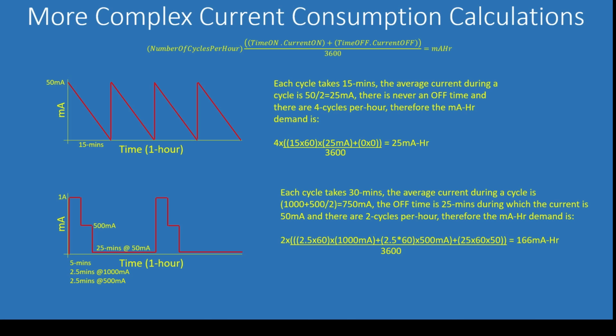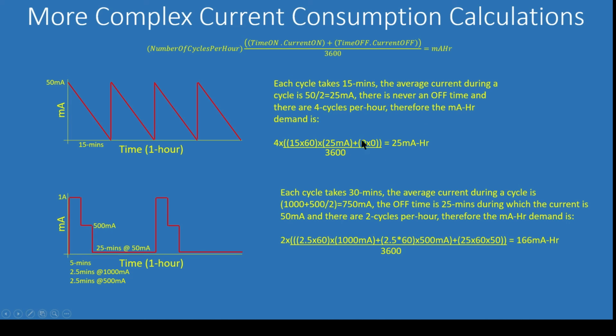So again, we're finding how many cycles there are per hour. This is 1 hour along here. Finding the area of one cycle, and the area of a triangle is half the base times the height, so it's half of a square. That's what I've done in the calculation. There are 4 cycles per hour in my example there. It's 15 minutes times 60 seconds times the maximum current, which is 50 divided by 2, that's 25 milliamps.